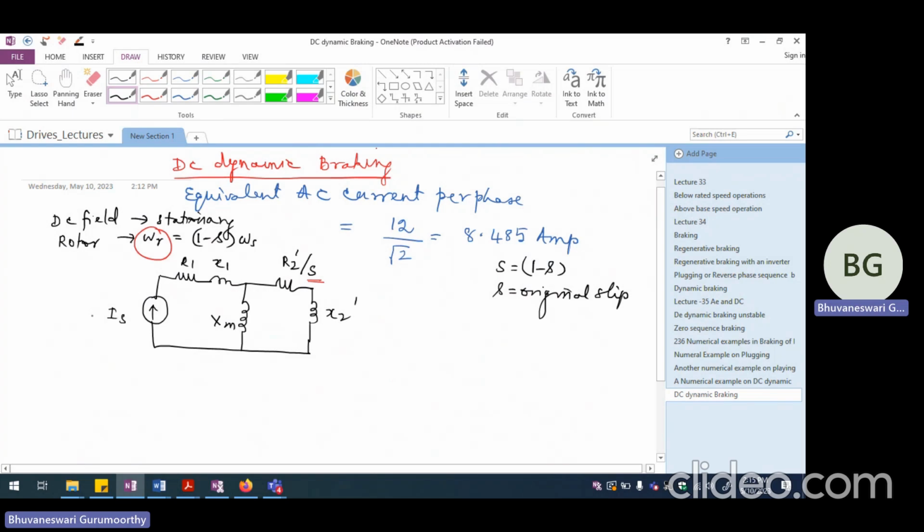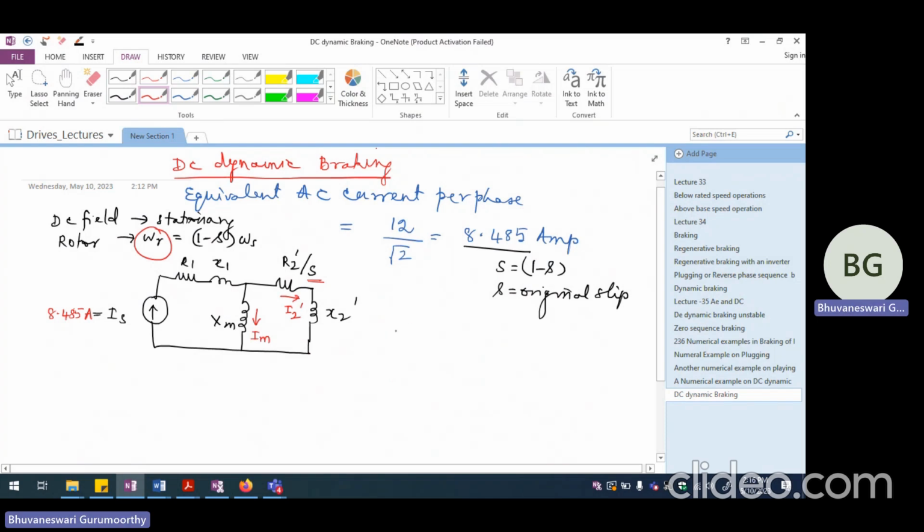We are injecting IS equal to 8.485 amperes. So I have to write this as 8.485 ampere. So this is what we are injecting. Now that is going to divide itself into two portions. This is going to be I2 dash and this is going to be IM. And this will follow current division rule.